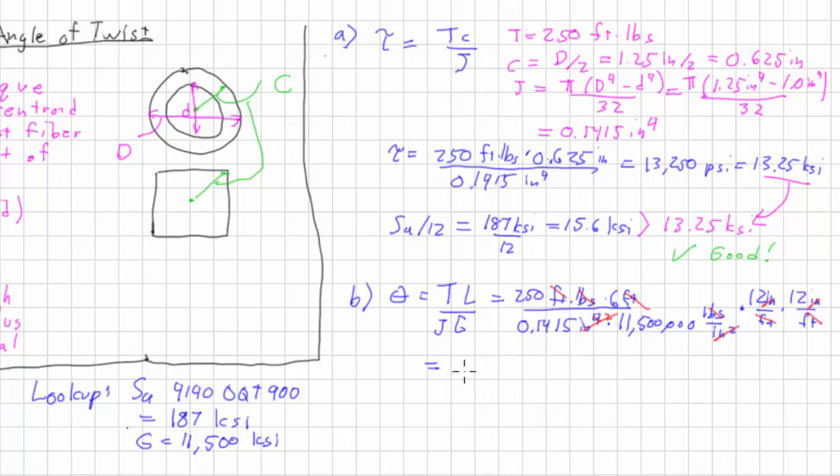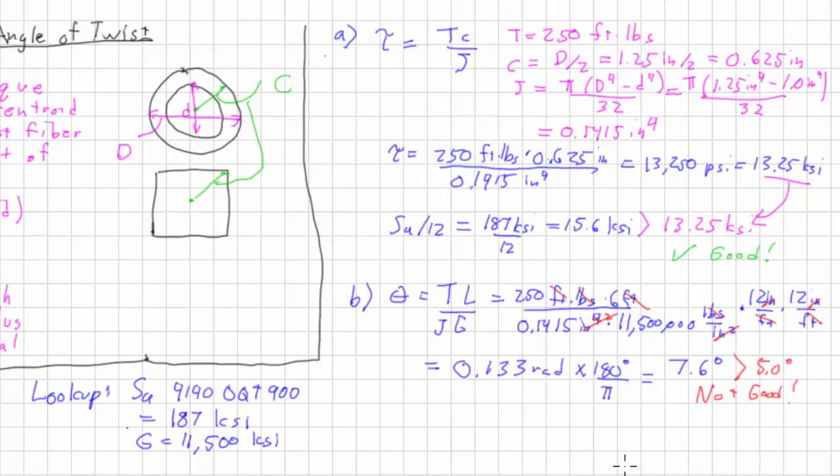So after all that's said and done, we end up with 0.133 radians. This is radians, not degrees, and we were told that we need to have an angle of twist less than or equal to 5 degrees. So we need to multiply that out times 180 degrees over pi radians, and we end up with 7.6 degrees. This is greater than 5.0 degrees. Not good.